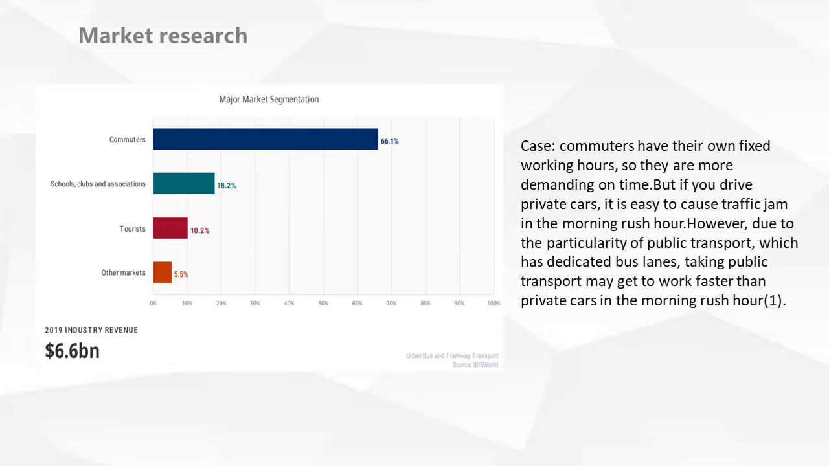As far as we know, commuters have their own fixed working hours, so they are more demanding on time. But if you drive private cars, it's easy to cause traffic jams in the morning rush hour. However, due to the particularity of public transport, which has dedicated bus lines, taking public transport may get you to work faster than private cars in the morning rush hour. According to the ABS World data, commuters are the biggest customers of public transport, accounting for 66% of the total.